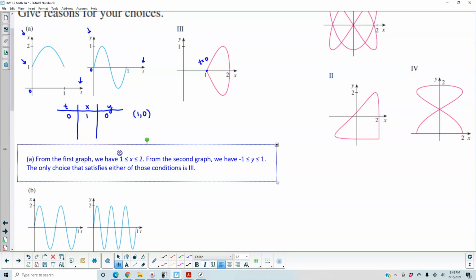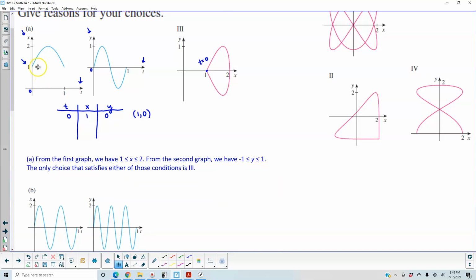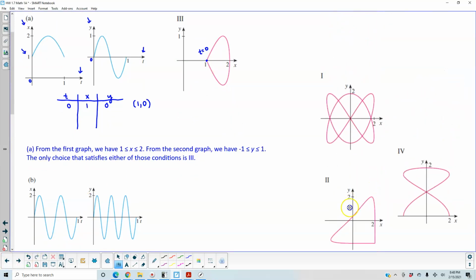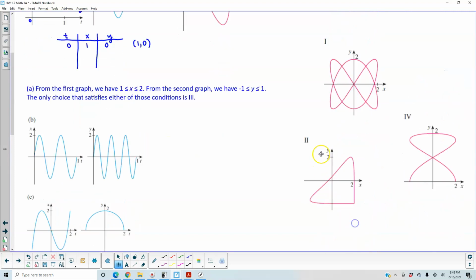Summarizing that, we would say that from the first graph, we can see that x goes from 1 to 2. We can see that y goes from -1 to 1. And so the only choice that satisfies either of those conditions is number 3. So now let's take a look at part B, using these graphs still.